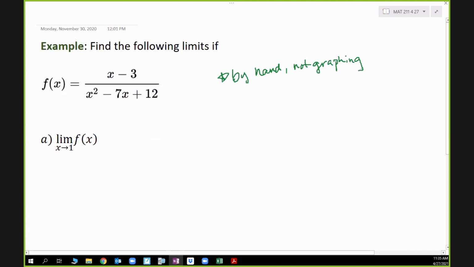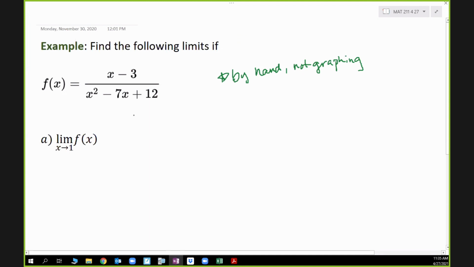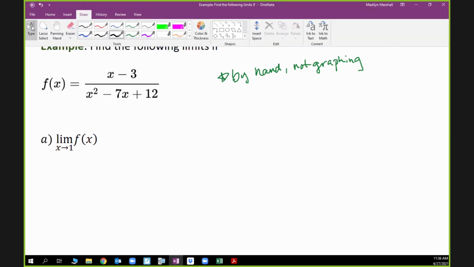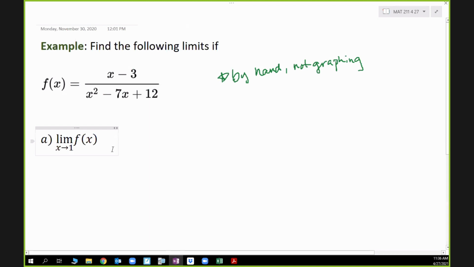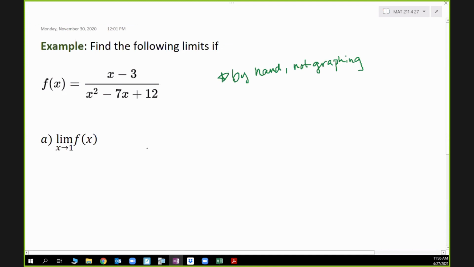So the exam itself says specifically on this problem, do these by hand, not by graphing. So this is a rational function because we have a numerator and a denominator. And so our first one is finding the limit as x goes to 1. So what should we do first? There's a couple of things that we might want to do first. Plug in. We can plug it in, yes.